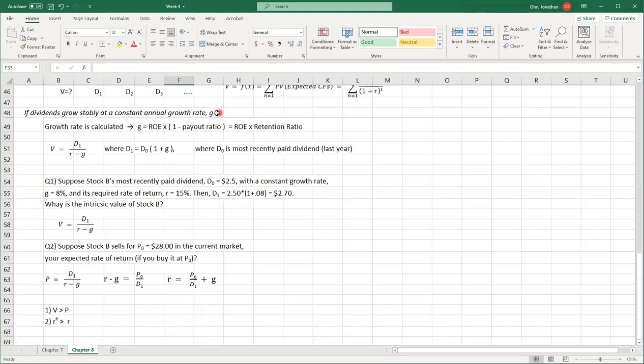Another alternative way is based on the financial statement. The growth rate is calculated as G equals return on equity times 1 minus payout ratio. So that means return on equity times retention ratio. All right, that is how to calculate growth rate based on the financial statement, and there's a name for this one. It's called the sustainable growth rate.